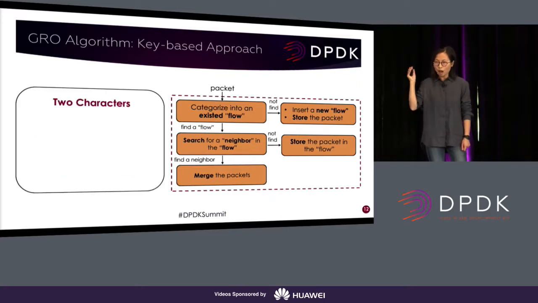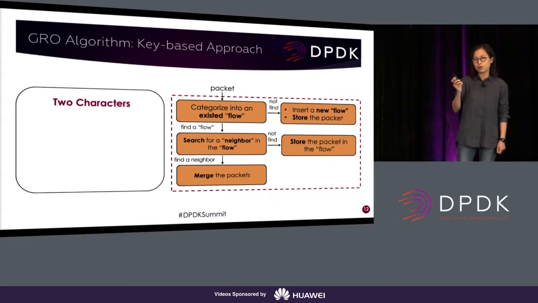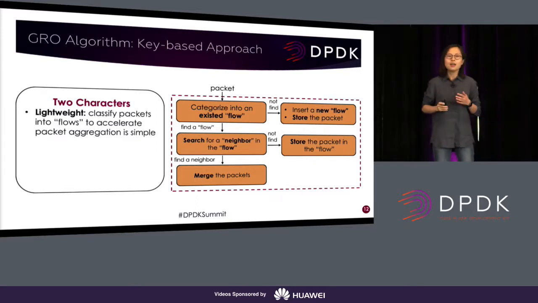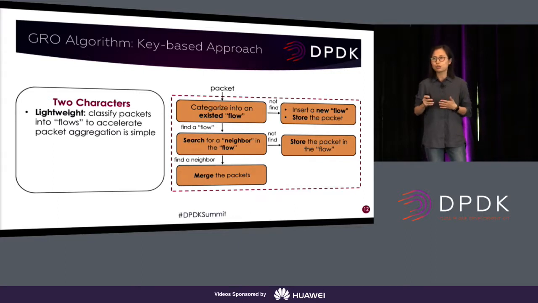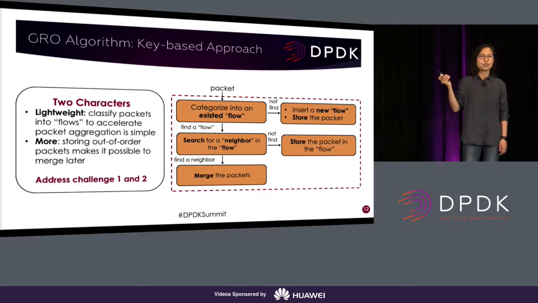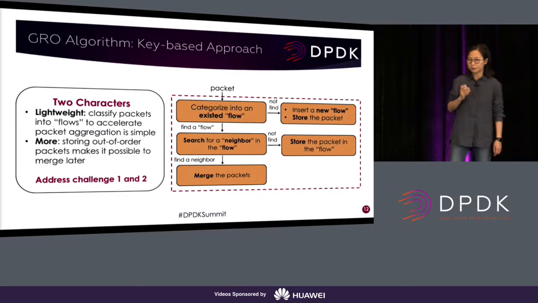As you can see, our algorithm has two characteristics. The first is that it is very lightweight. This is because classifying packets into different flows to accelerate packet aggregation is simple. And the second characteristic is storing out-of-order packets, making it possible to merge them later. So our algorithm can mitigate the impact from packet reordering. So our algorithm can address challenge 1 and challenge 2.